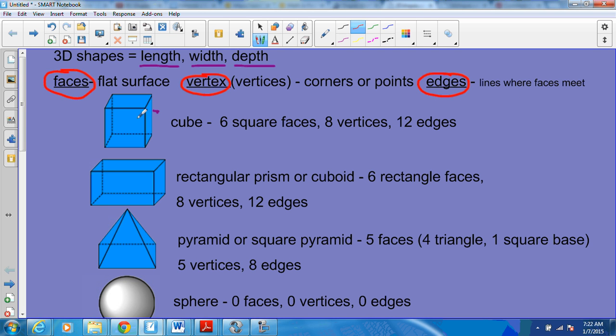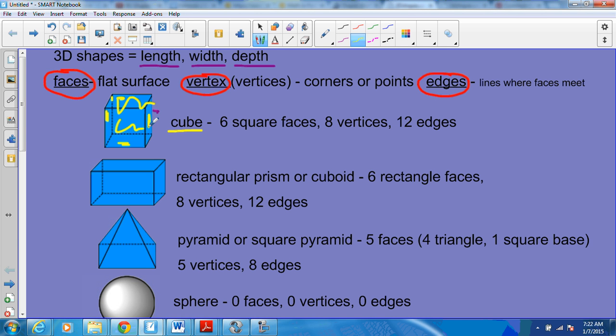So we'll look at this first shape here. This first shape is a cube. A cube has 6 square faces. Here's one in the front, one in the back, one at the top, one at the bottom, one at this side, and one at this side. So there are 6 faces.